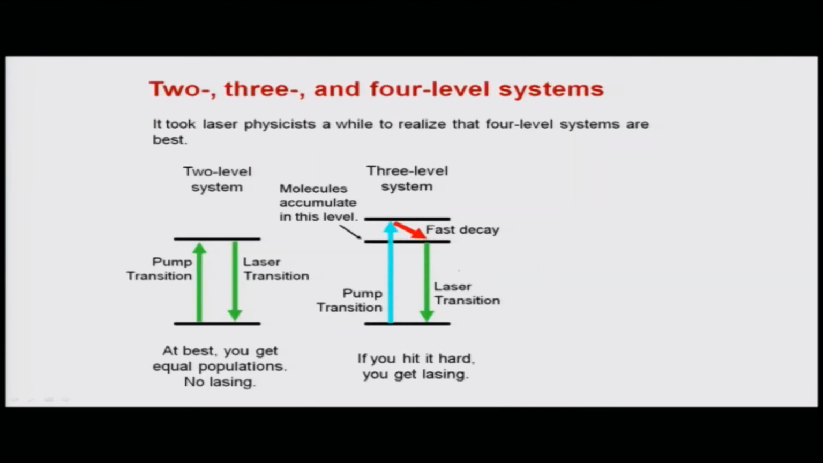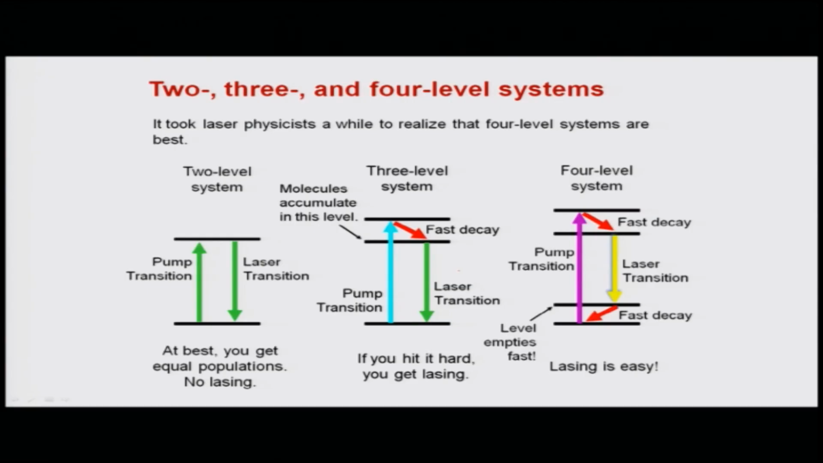So here is a comparison now of the 3 different systems that we have now talked about, the 2, 3 and 4-level systems. As we have mentioned over and over again, there is no lasing for the 2-level system under the conditions that we have looked at, at least under normal conditions it is not possible. However, for a 2-level system, if you hit it hard, you can get it lasing.